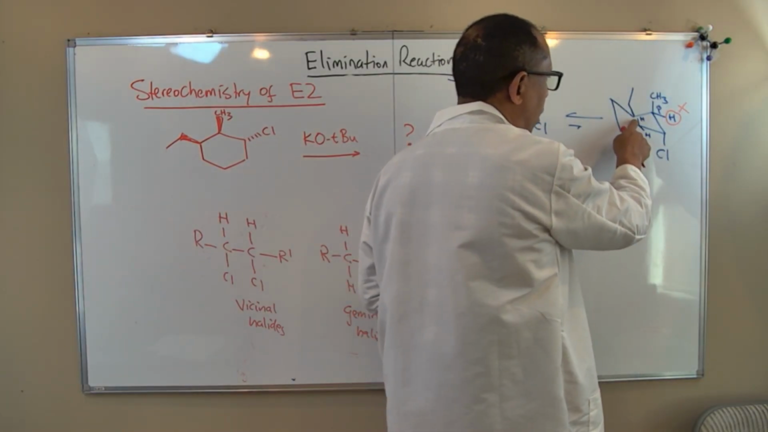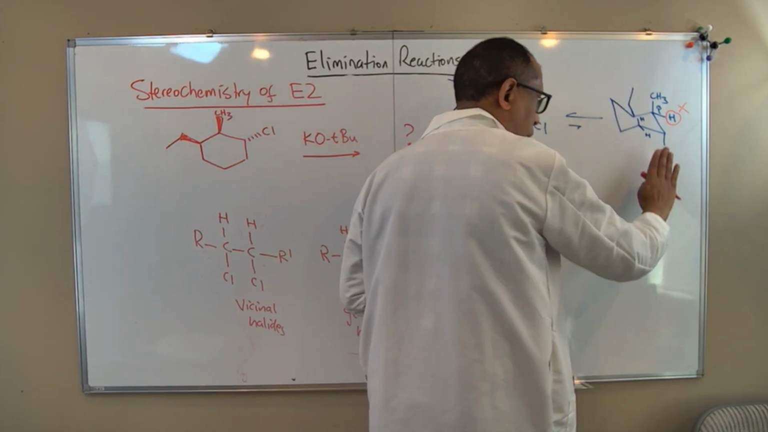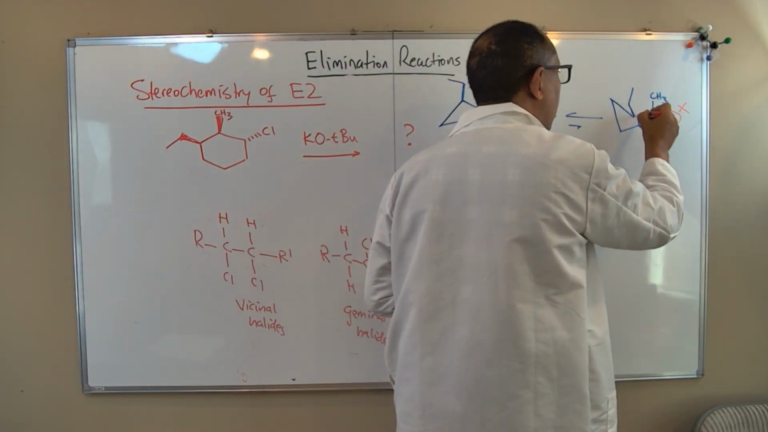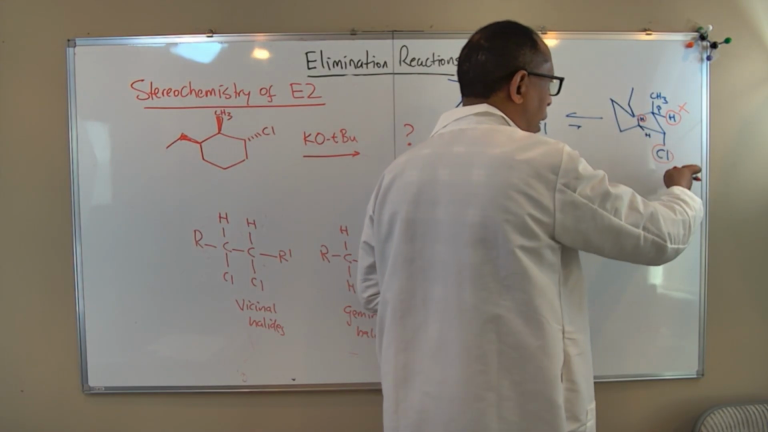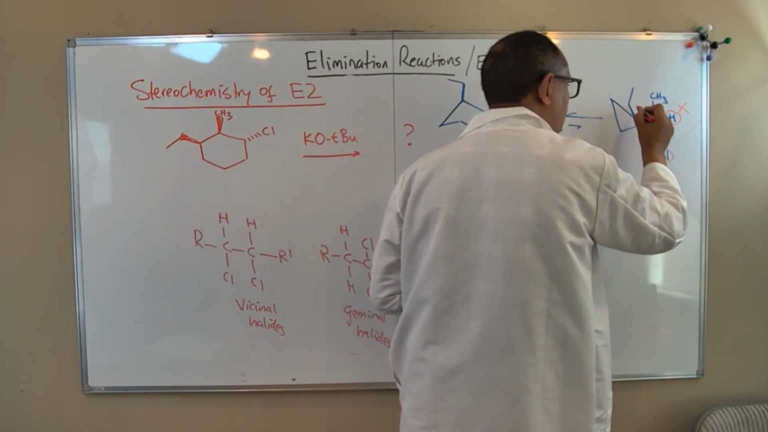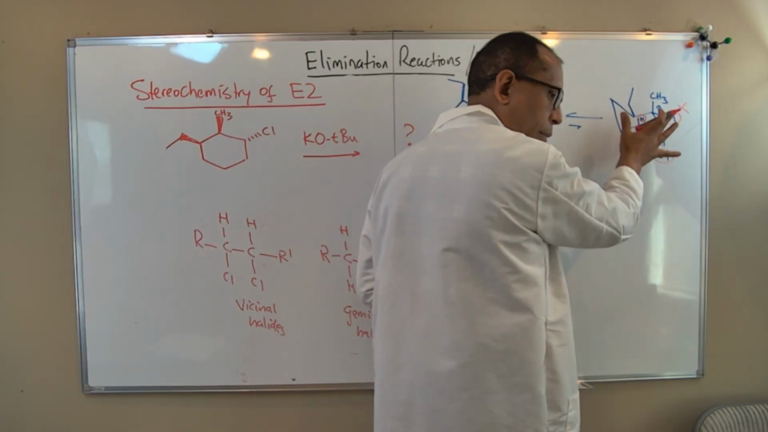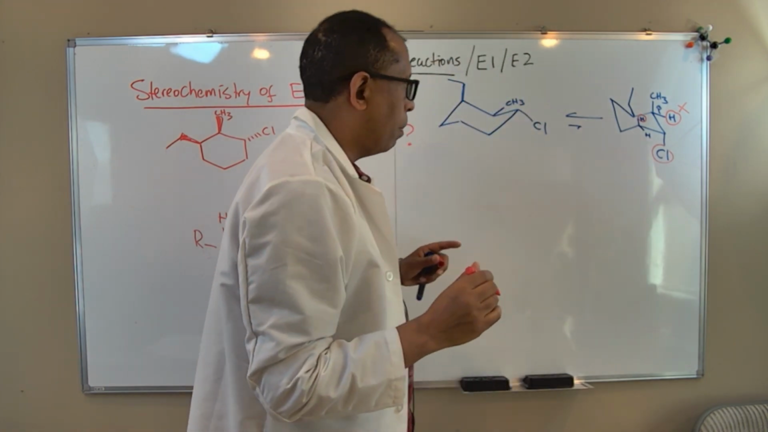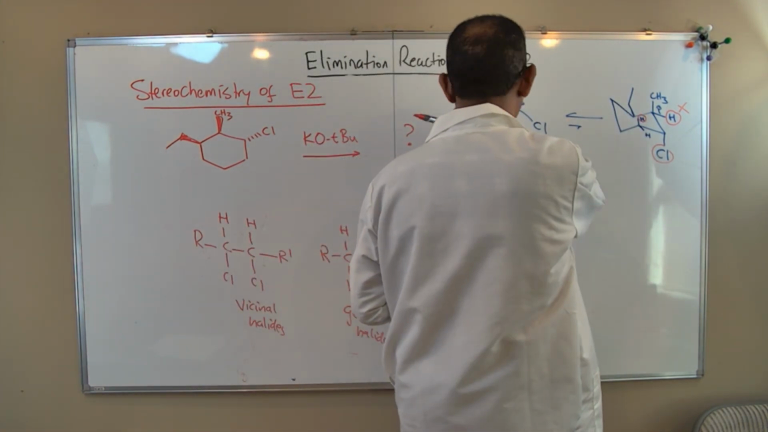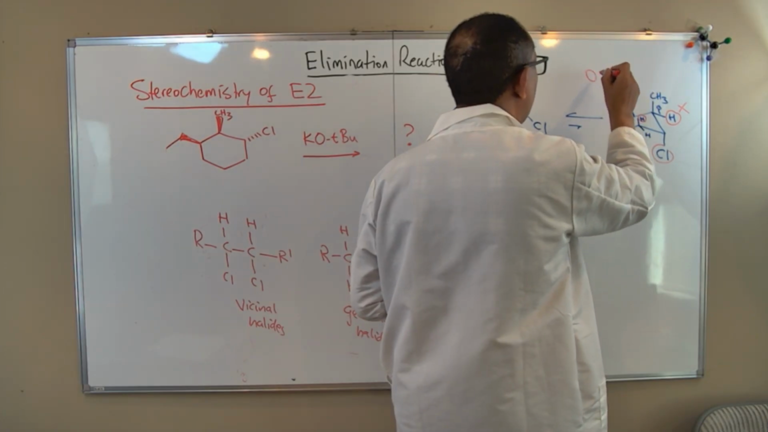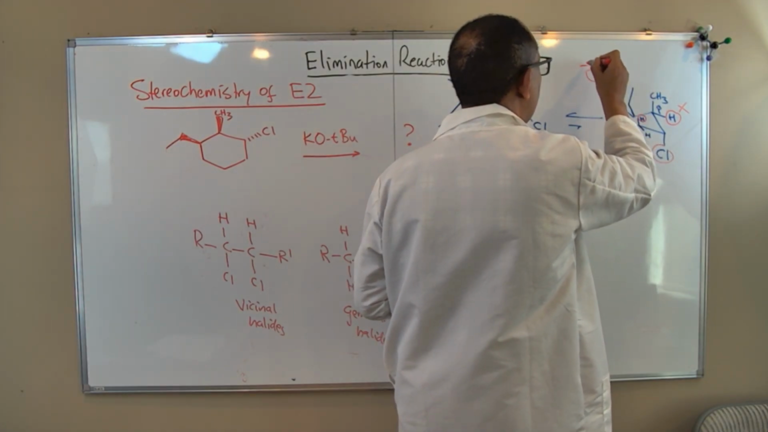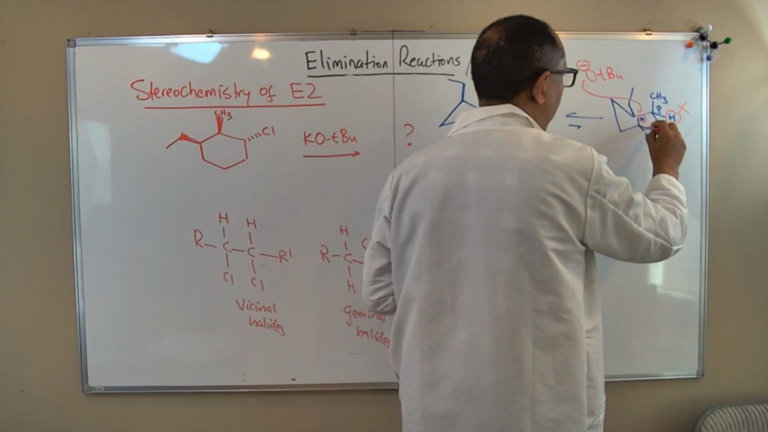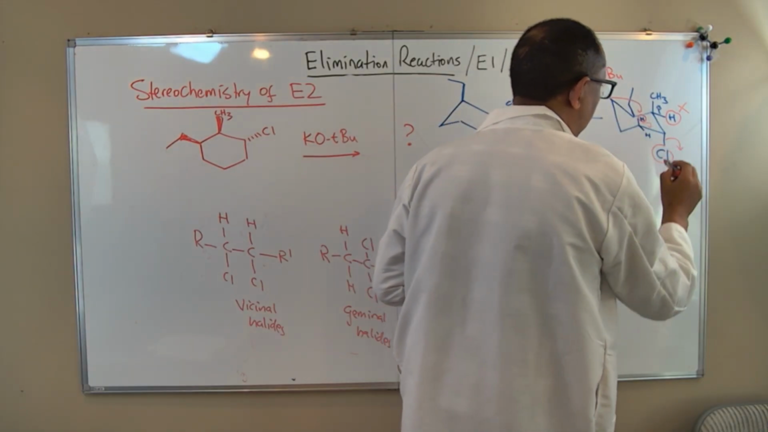But here you have this hydrogen, which is on the same plane and antiperiplanar. This hydrogen and this chlorine are antiperiplanar, and they are on the same plane. If you consider the chloride to be on this board plane, this hydrogen is also on the same. So if you use potassium tertiary butoxide, or t-BuOK, that is a strong base, it would abstract that hydrogen. A double bond forms here, and this chloride comes out.